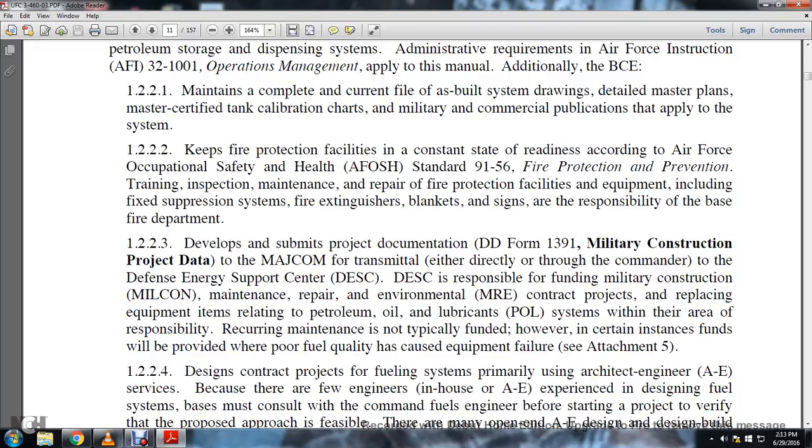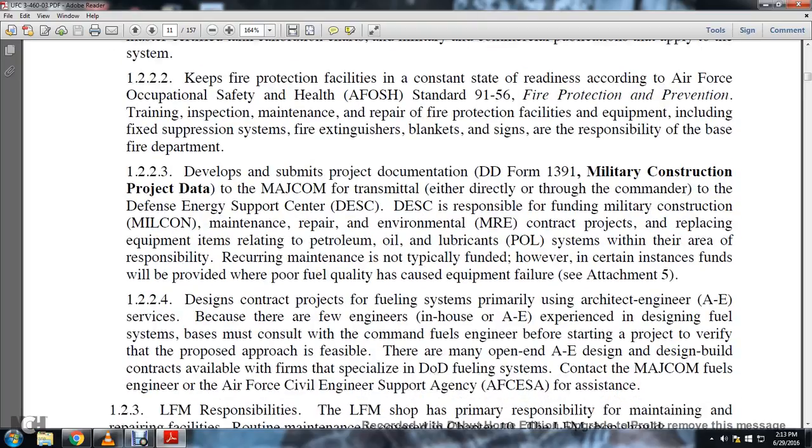of projects. The major command submits project documentation on Department of Defense Form 1391, Military Construction Project Data, for transmittal either directly or through the commander to the Defense Energy Support Center. The Defense Energy Support Center is responsible for funding military construction, or MILCON, maintenance, repair, and environmental, or MRE, contract projects, and replacing oil lubrications. Recurring maintenance on systems within its area of responsibility is not typically funded. However, there are certain instances where it will be funded, such as poor fuel quality that can cause equipment failure. See Attachment 5.